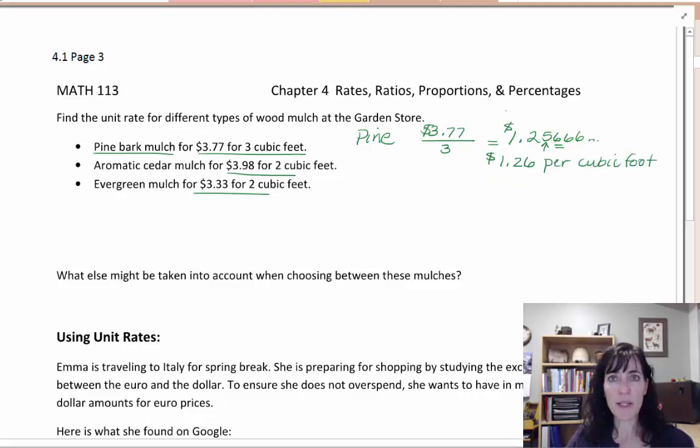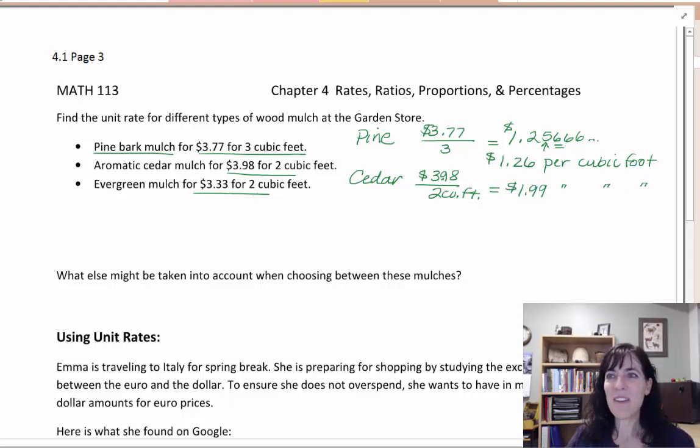Now that's a unit price, and I'll be able to compare that with the unit prices for the other two types of mulch. So then I have cedar. I don't think cedar is considered pine. So that one is $3.98 per 2 cubic feet. And when I divide that out, $3.98 divided by 2, I get $1.99 per cubic foot.